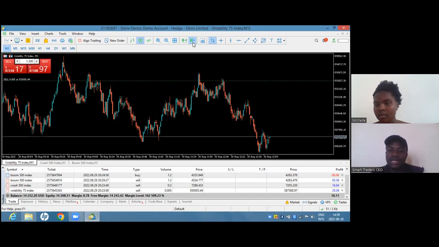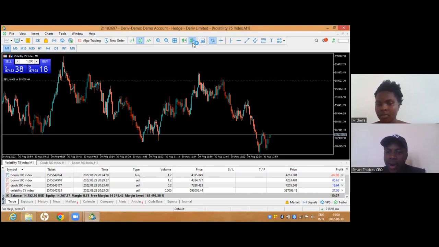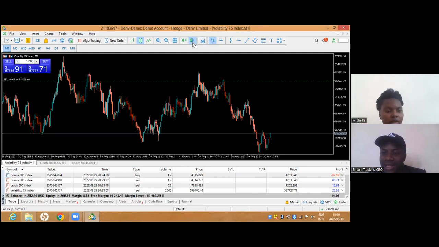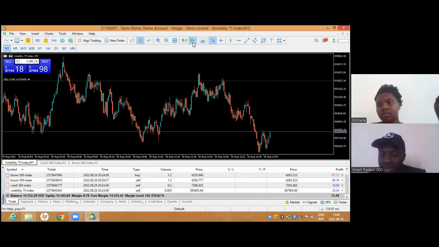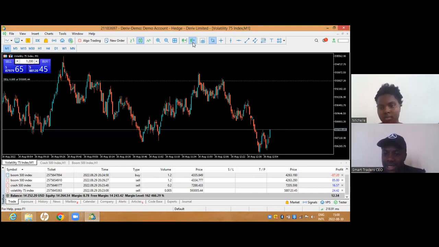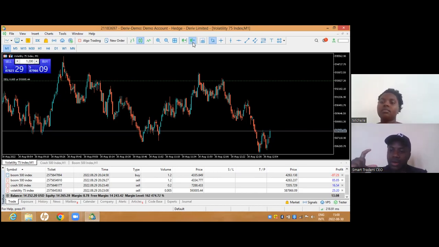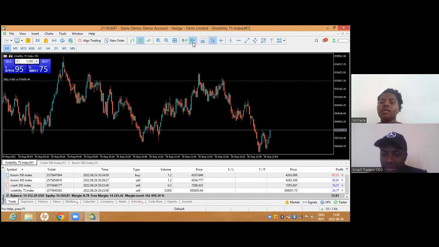Right. So on 1 minute, it takes 1 minute for all those candles that you have seen to form. So it means in an hour, we're going to have 60 candles. How many minutes are in 1 hour? 60 minutes, right? So in 1 hour, we're going to have 60 candles on 1 minute. Meaning one candle on a 1 hour time frame is equal to 60 candles on the 1 minute time frame.